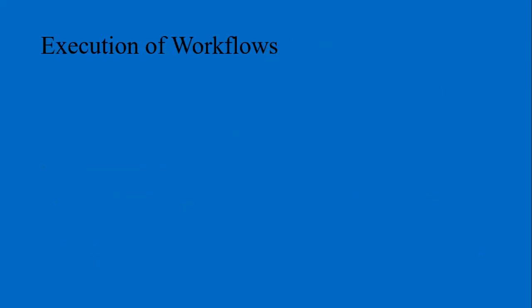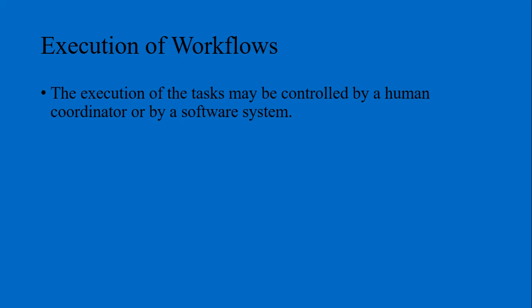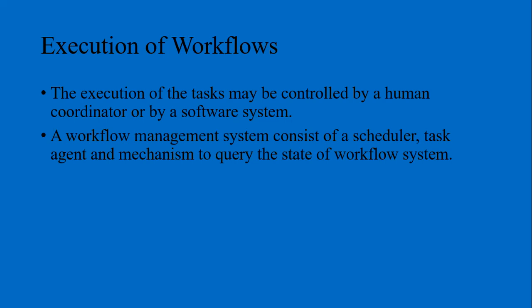Now let us understand execution of workflow. It shows how execution of a workflow takes place. The execution of tasks may be controlled by a human coordinator or system software, which is also called a workflow management system. It consists of a scheduler, task agent, and a mechanism to query the state of the workflow system.